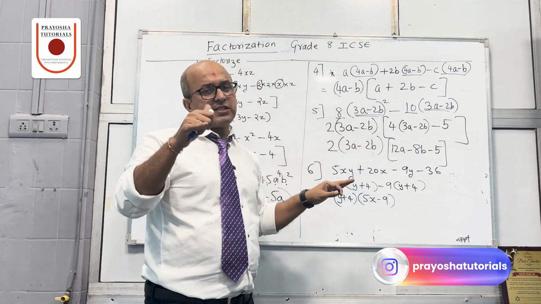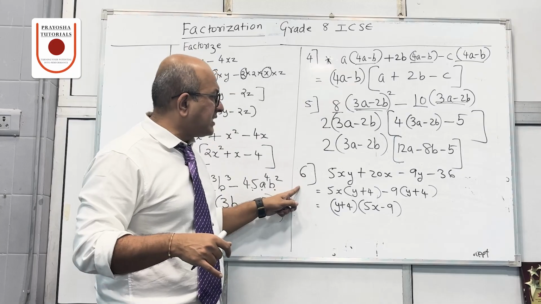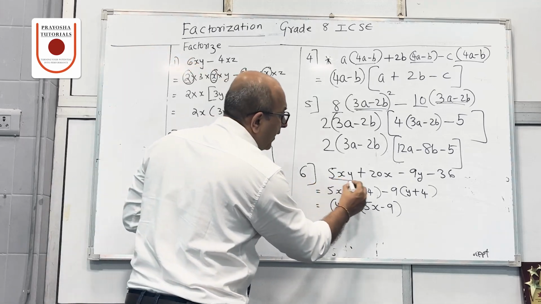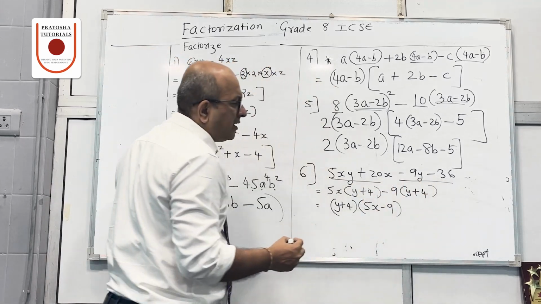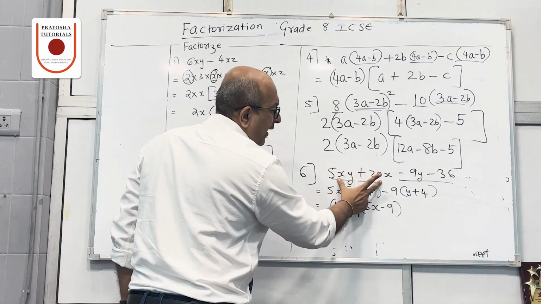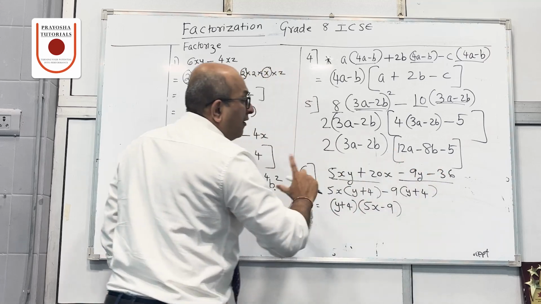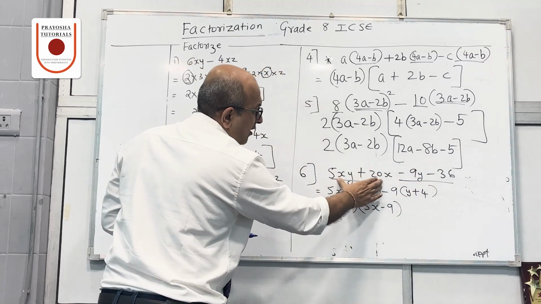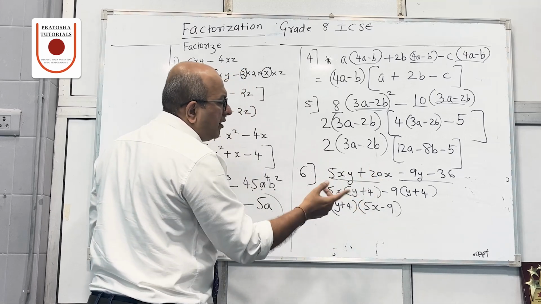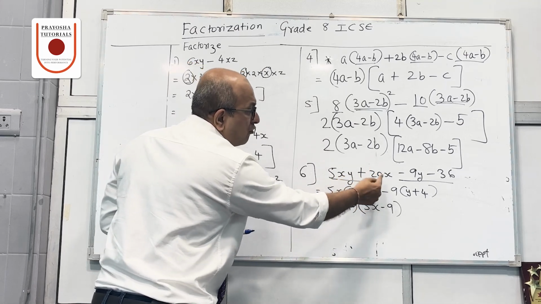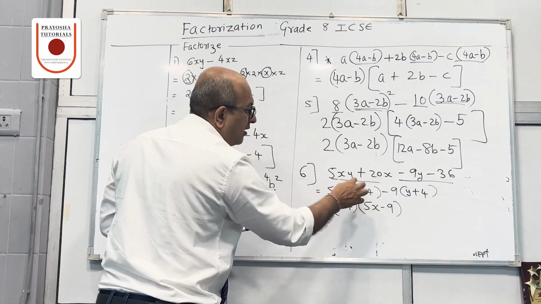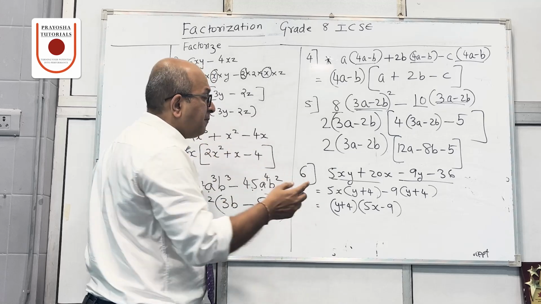Any query, still you can call. Sixth sum. Now this is a polynomial where we make pairs. We need to make groups of two. First pair and second pair. Now consider only the first pair. What is common in both 5 and 20? 5 is common. X also is common. So 5 is common and x is common. Bracket.